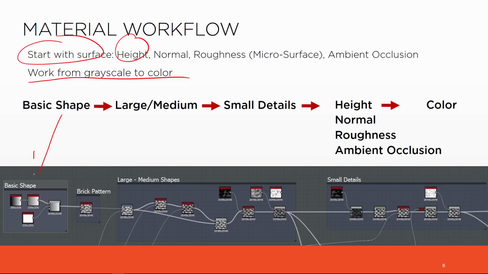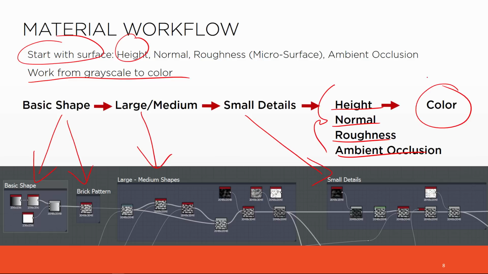So here we have our basic shape, and you can see in this graph where we're starting with something very, very small to get a basic shape that we then make a brick pattern out of. Now we want to start to add some details. So you start with your large, medium shapes, thinking about the overall silhouette here of what you're trying to create. Once you have that form, you then move into small details. And finally, once we have this data is when we can start to create our height, our normal, roughness, and ambient occlusion maps. Again, these are all grayscale maps at this stage. And then finally, we move into color at the end, keeping with this grayscale to color process.